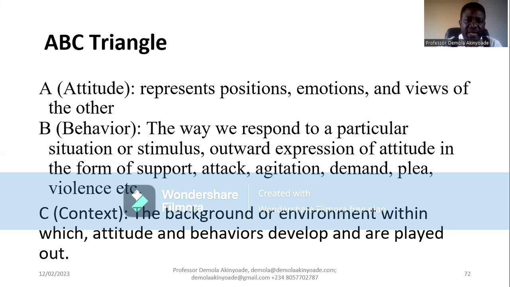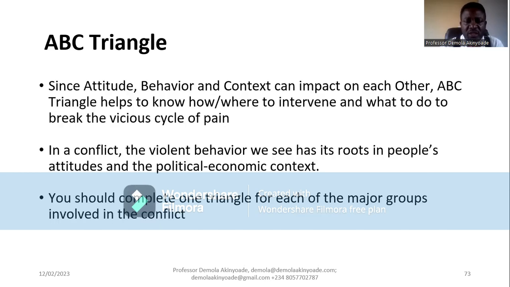And for us to break the cycle of violence, we need to work on these three components, these three vertices simultaneously. As we are working to change the attitude, we are working on the behavior, and we are working on changing the context. That is, according to Galton, the best way to break the vicious cycle of pain.